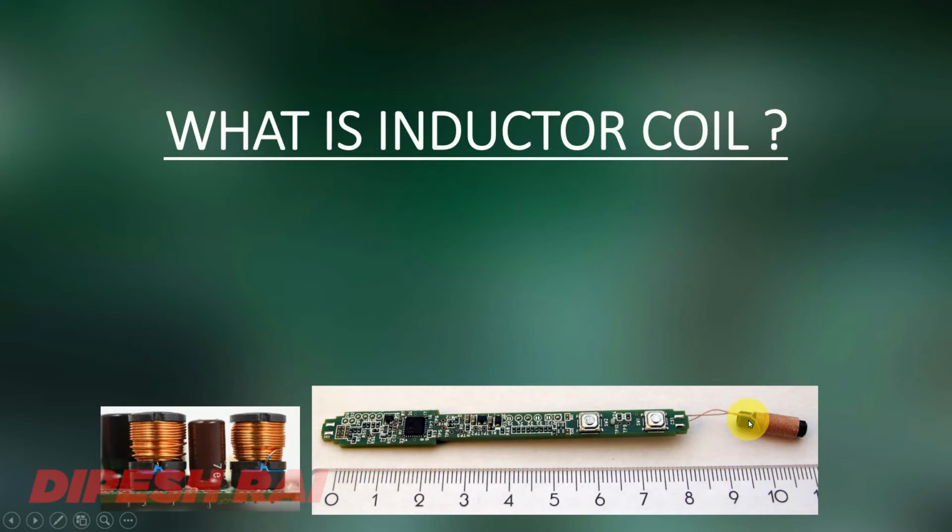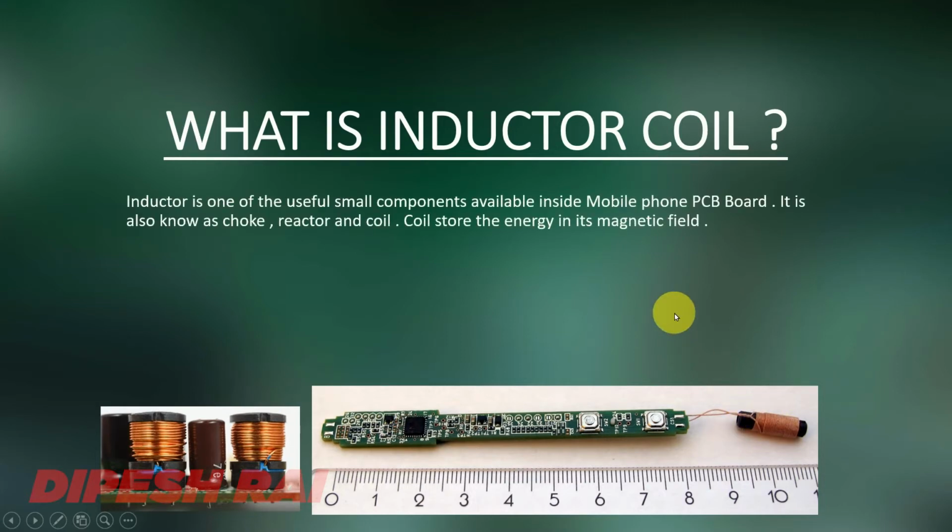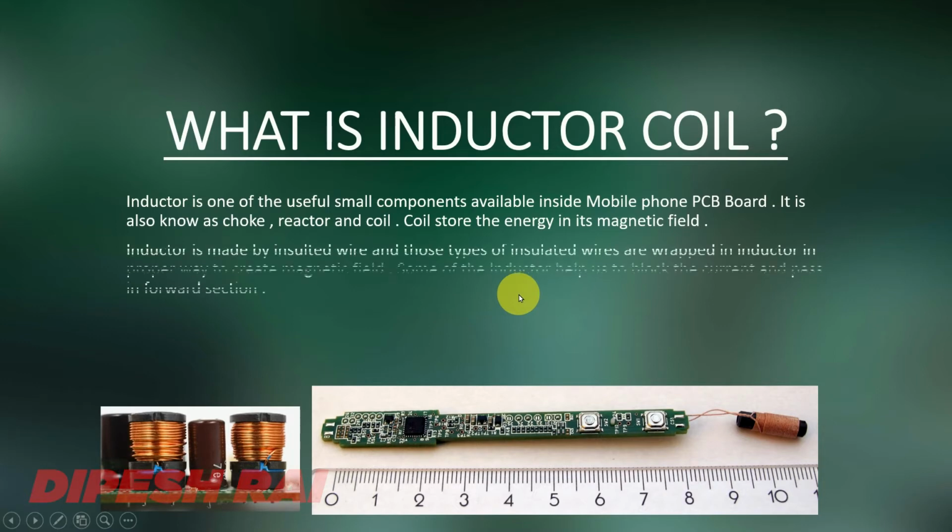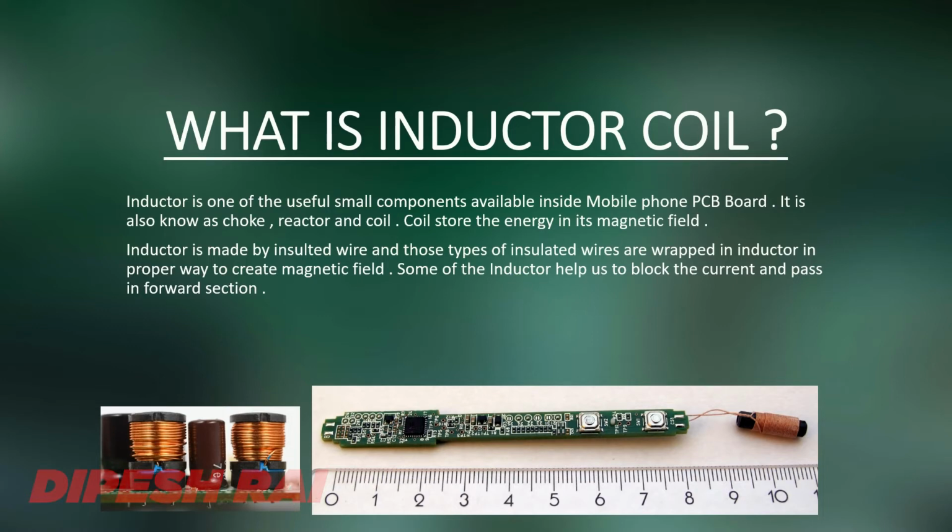Inductor is one of the useful small components available inside mobile phone PCB boards. It is also known as choke, reactor and coil. A coil stores energy in its magnetic field. An inductor is made of insulated wire, and the insulated wire is wrapped in the proper way to create a magnetic field. Some inductors help us to block the current and pass it in the forward section.